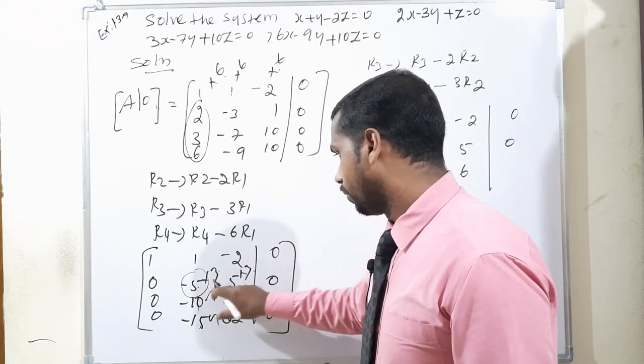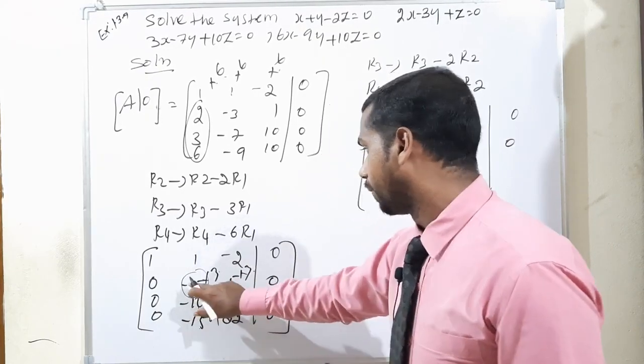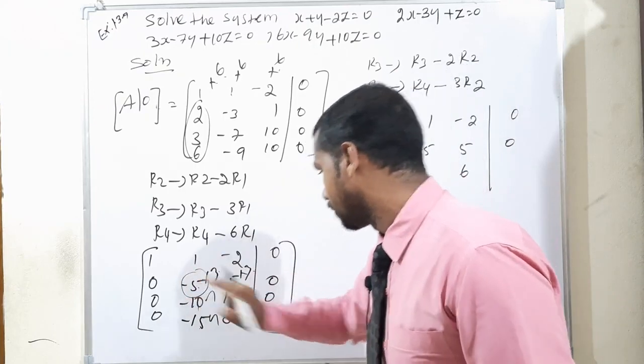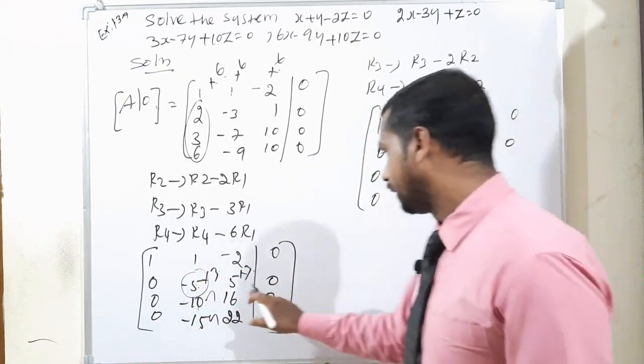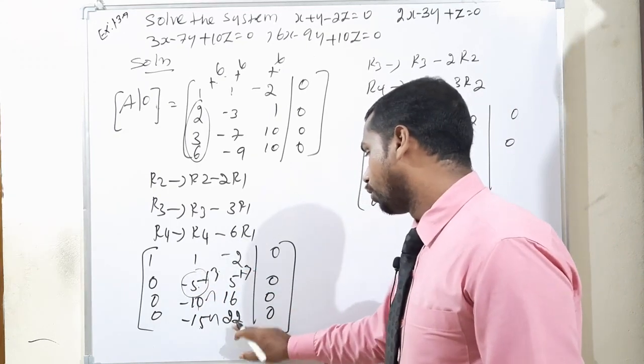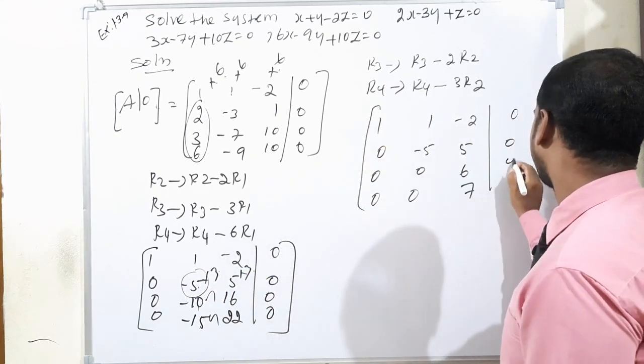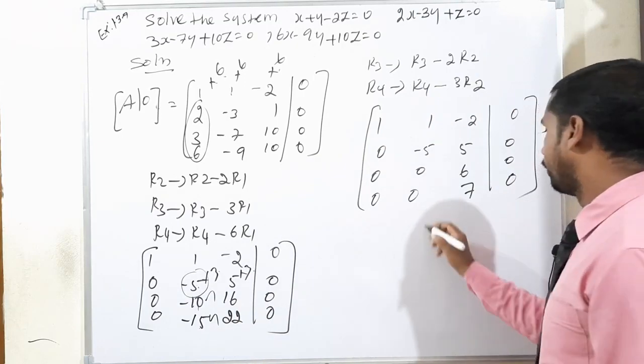So minus 5 into 3, minus 15. So minus 15 plus 15. Why? Common minus is there, so minus into minus plus 15. Therefore minus 15 plus 15 means 0 will come. Next condition, 5 3s are 15, so 22 minus 15, there is 7 will come. So 0, 0. Next what we have to do?